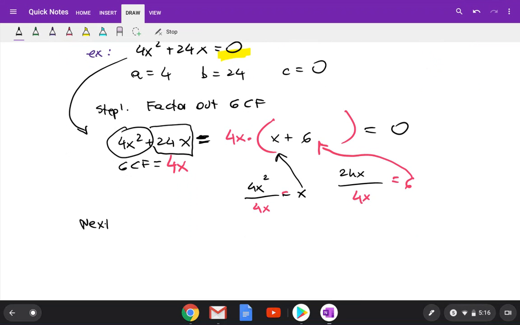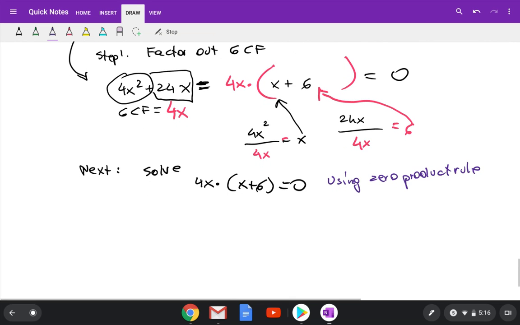So next, solve 4x times x plus 6 equals 0 using zero product rule, which means take each factor and make it equal 0. So our first factor is 4x. 4x needs to be equal 0 since the product is 0. Or take the second factor, which is x plus 6, make it equal 0. So solve two equations.